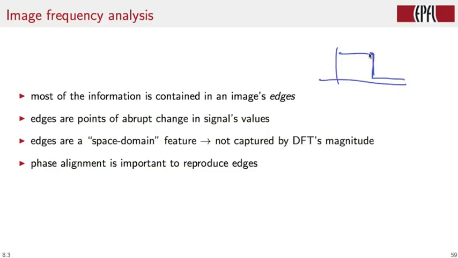In order to obtain an edge from a combination of Fourier basis functions, on the other hand, their phase has to be aligned in a very precise manner. And that's why the phase information captures the intelligibility part of an image. A consequence of this is that the global DFT of an image is only of limited use in image processing.